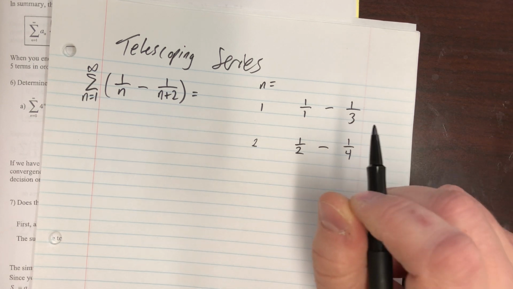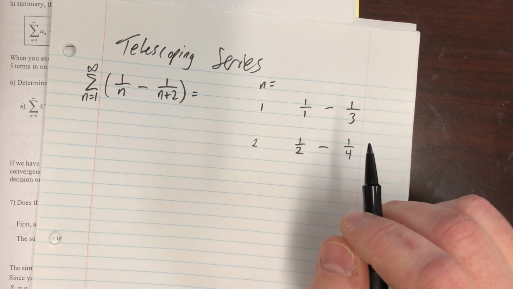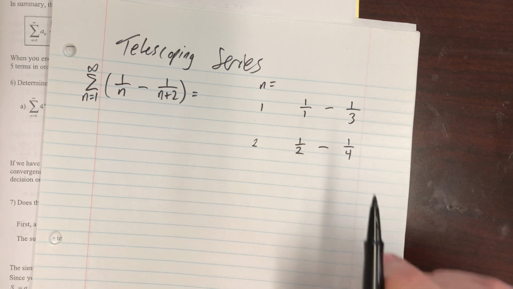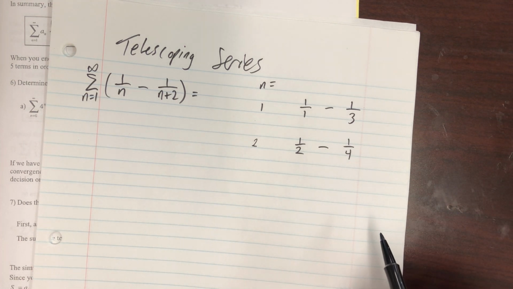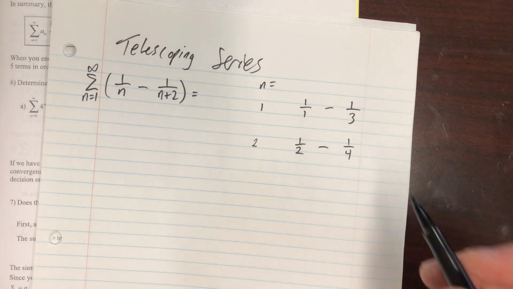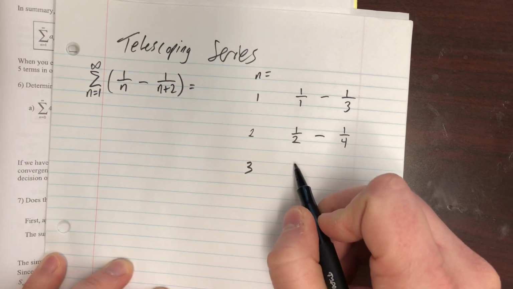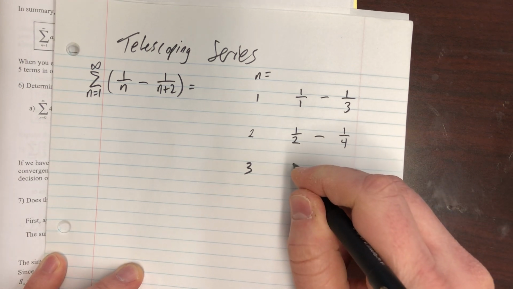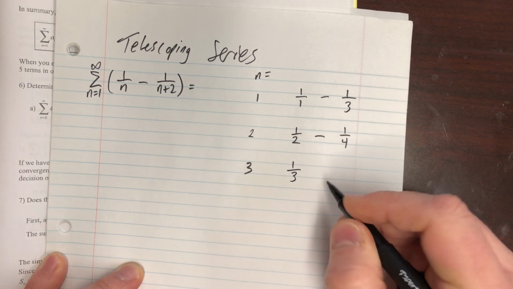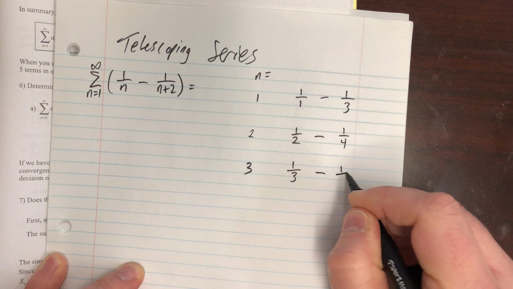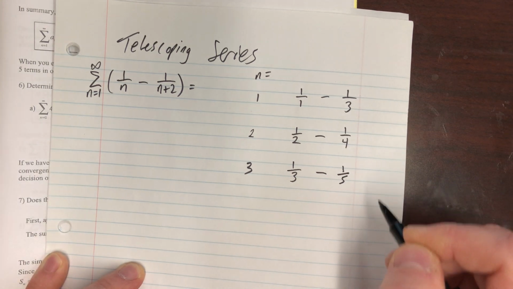And believe it or not, we are going to find out the exact number that this infinite number of things adds up to. And if you're wondering how we are going to do that, it's going to be a pretty advanced technique, so just stick with me. When N equals 3, I'm being a little bit sarcastic. When N equals 3, we have 1/3 minus 1/(3 plus 2), which is 1/5.